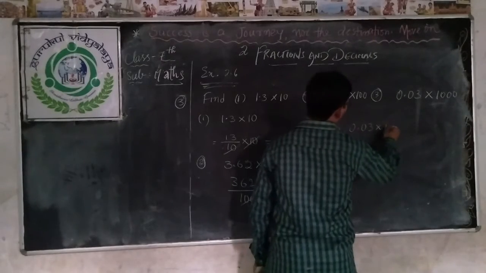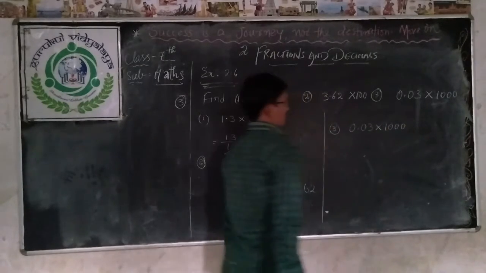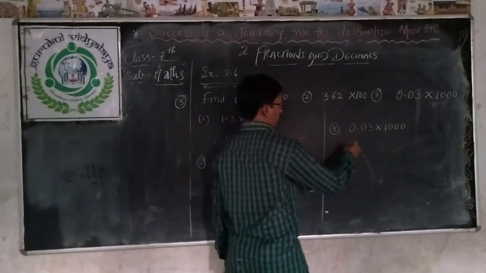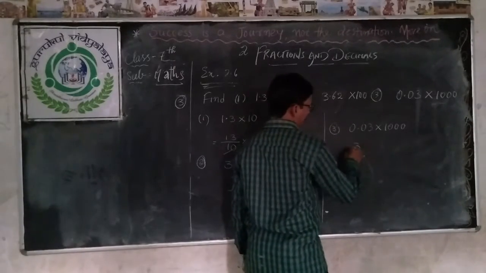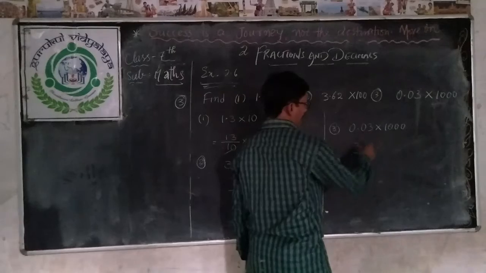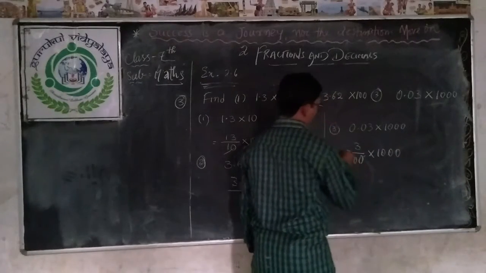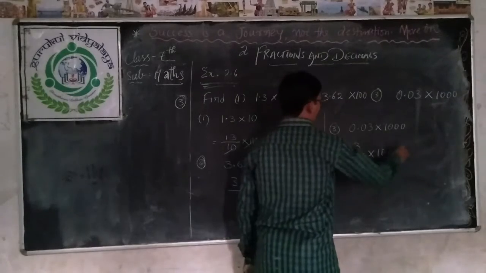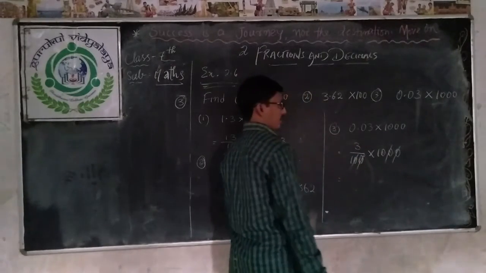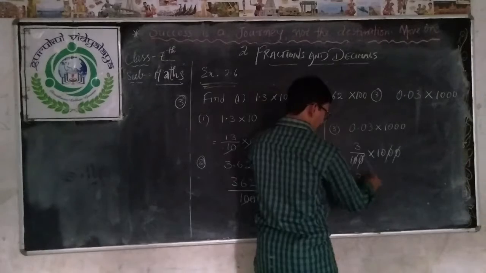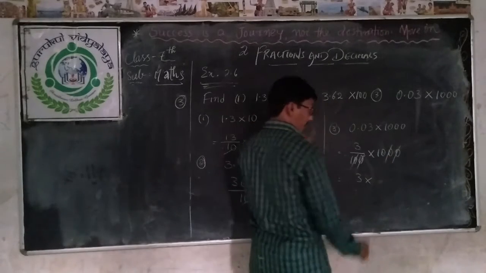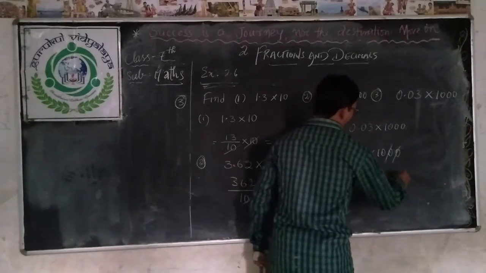In the same way, the third problem, 0.03 into 1000. Convert this one into fractional form. Remove the point, 003 means 3 by hundreds. Multiply with 1000. So these 2 zeros will be cancelled. 3 by 1 means 3 only now. So what is left of the numerator? 10. So 3 times 10 are 30.